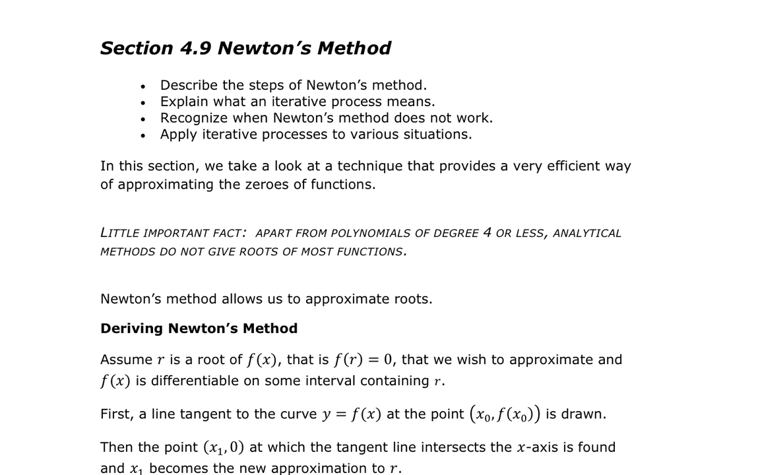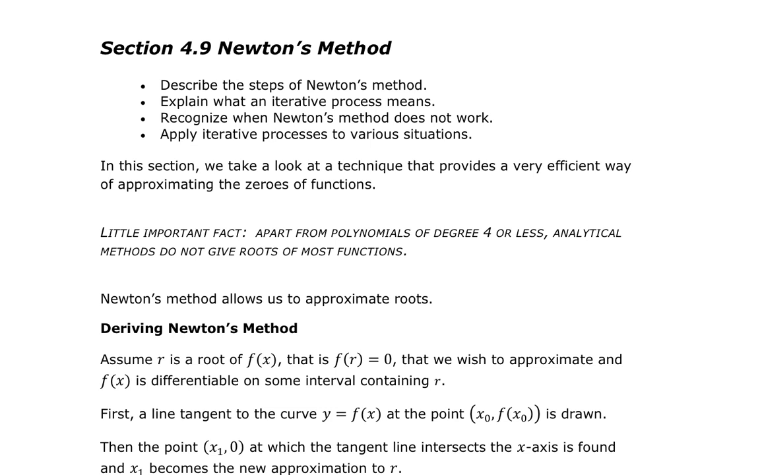So apart from polynomials of degree 4 or less, most of the time the analytical methods we have learned in the past will not give us roots. If you think about this in pre-calculus 1, we did the rational roots theorem, and we said p over q, and these are possible roots, but sometimes we never found the roots. This is a place in which we can now approximate the roots.